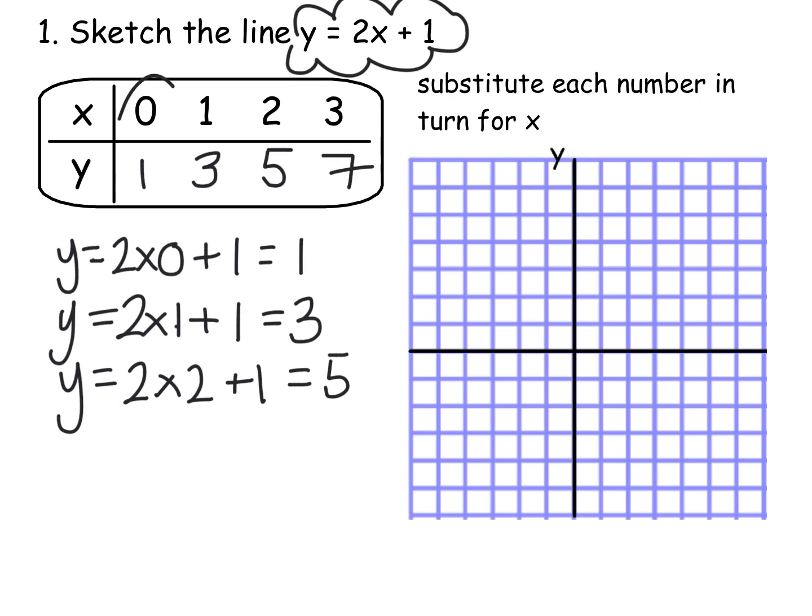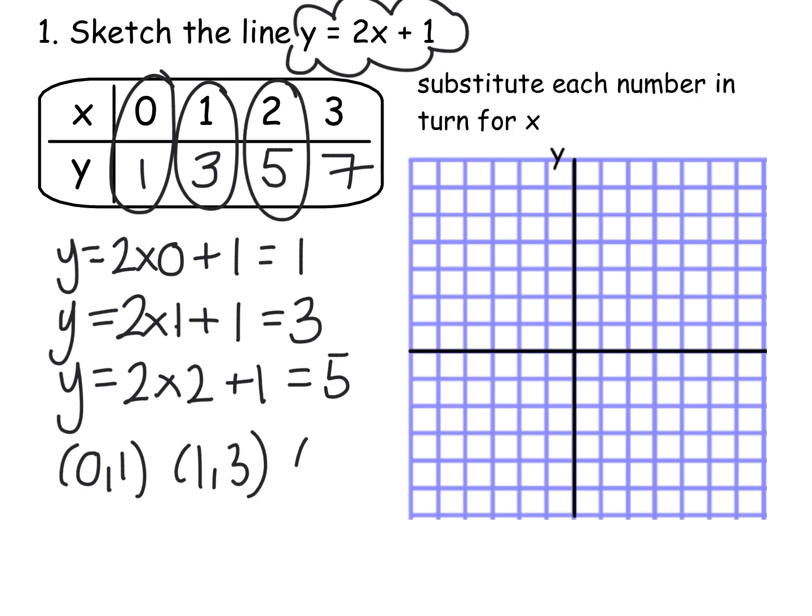Now these are coordinates. So we have the coordinates 0, 1, 1, 3, 2, 5, and 3, 7. And we go plot these. Now there's no numbers on my diagram, but we just do it by counting boxes. So remember, you go along the corridor, up the stairs. So along 0 up 1, there's my first coordinate. 1, 3, along 1 up 3. 2, 5, so along 2 up 5.